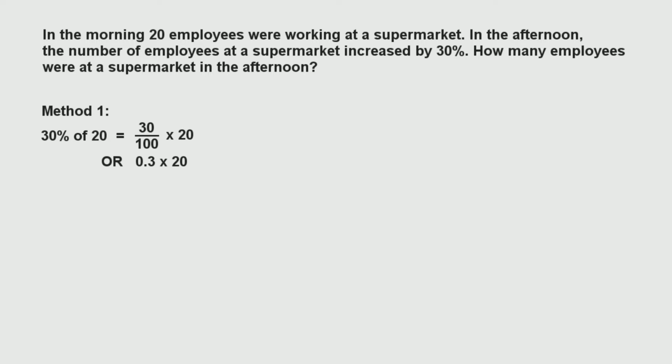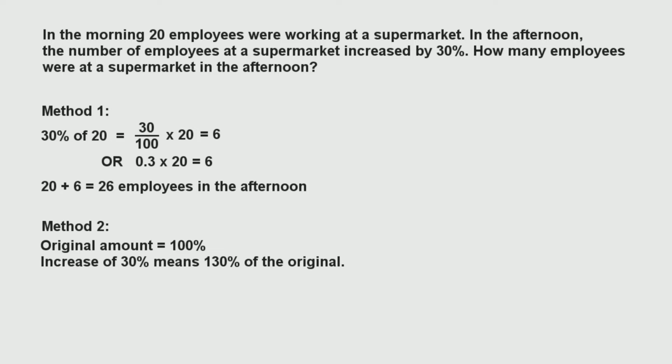And likewise, if you go from decimal to a percentage, you times by 100. So you'd find 30 out of 100 times 20, or 0.3 times 20. And in both cases, you get the answer, which is 6. So 6 is 30% of 20. Now we just got to add that on top, because it's a 30% increase. It's not just 30% of 20 employees that were in the afternoon. It's actually a 30% increase. So we're going to add the 6 onto the 20 to get 26 employees in the afternoon. So that's the first method.